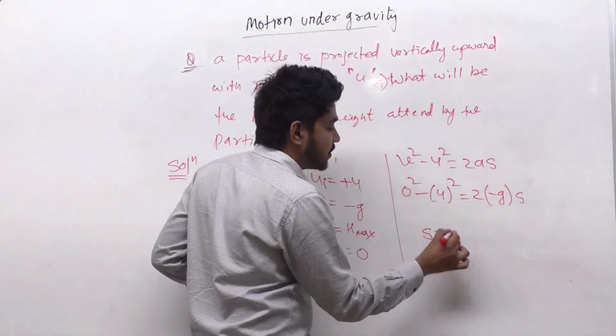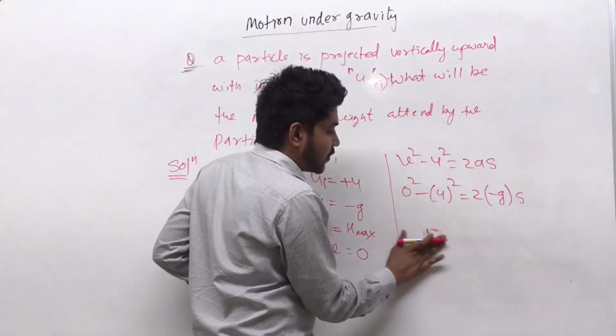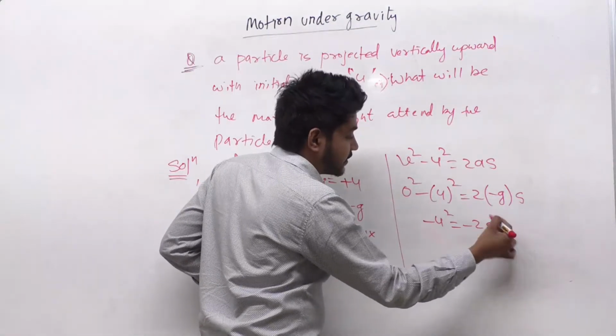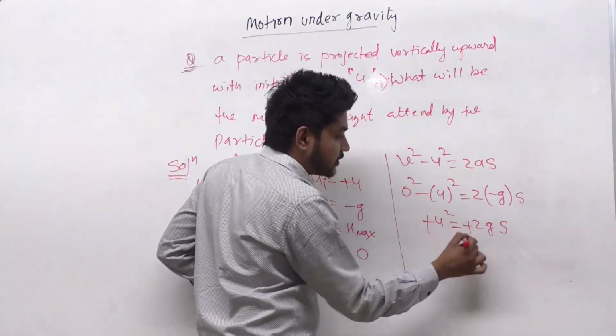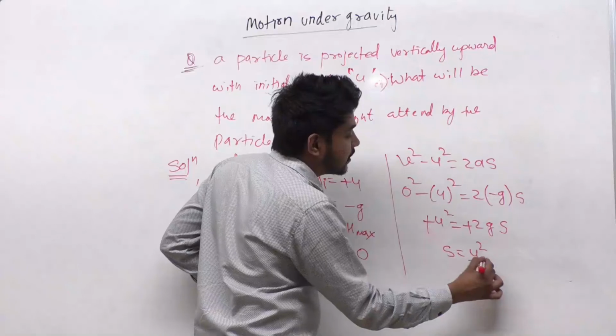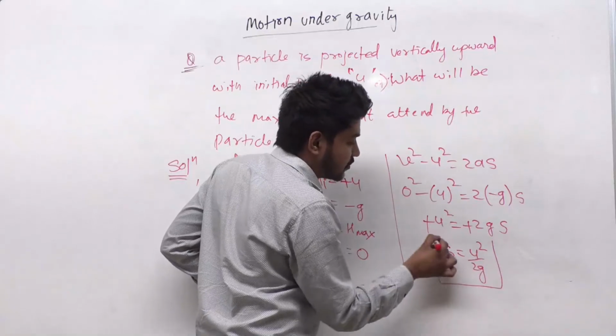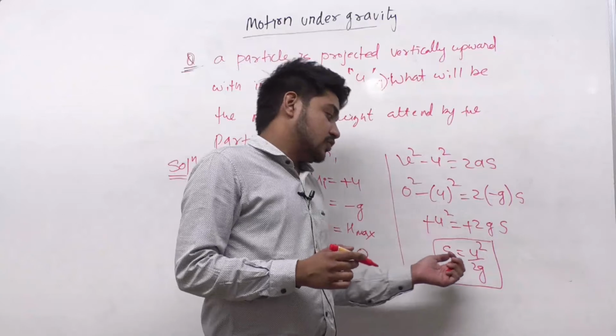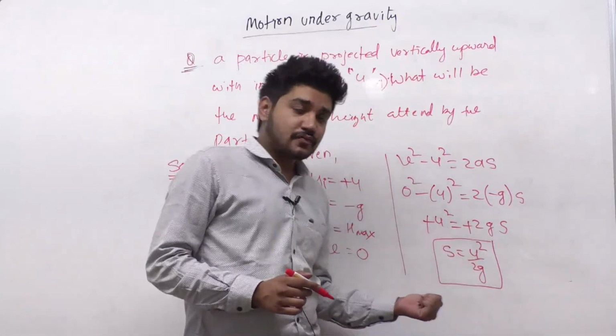So over here, if I rewrite this equation, u square is equal to minus 2gs. So minus minus will become plus, and s will come as u square by 2g. So this is the displacement, u square by 2g. So if a particle is projected upward, the distance will be u square by 2g.